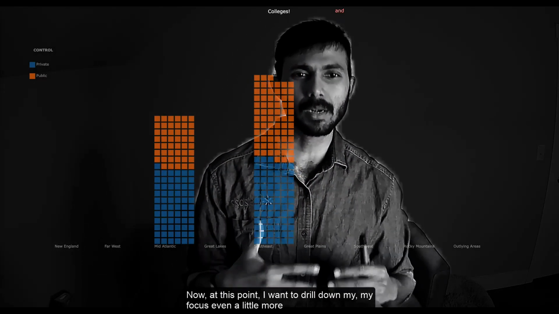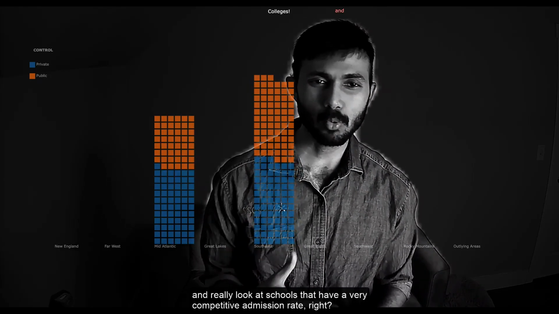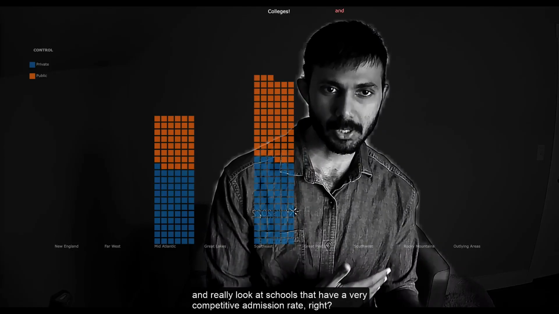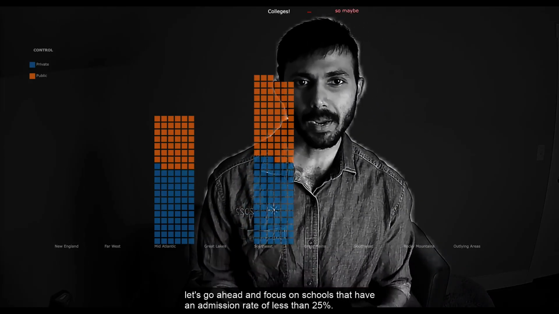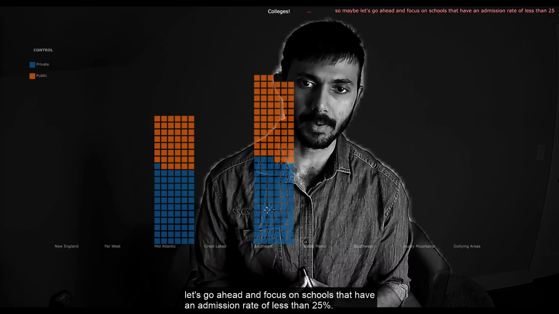Now, at this point, I want to drill down my focus even a little more and really look at schools that have a very competitive admission rate, right? So maybe let's go ahead and focus on schools that have an admission rate of less than 25%.